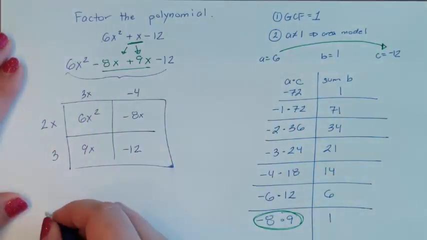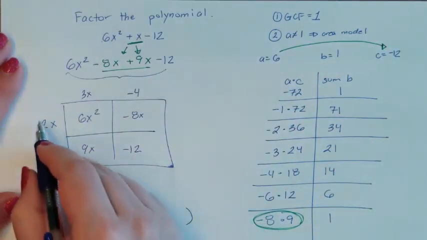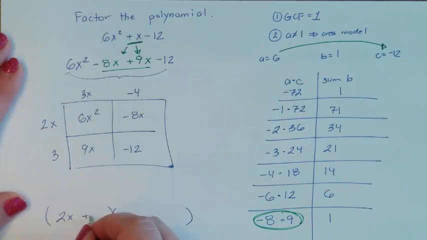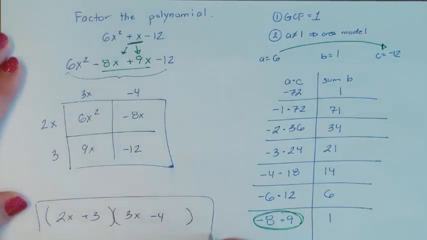I did not have a GCF, so all I have are the 2 parentheses that come from my area model. And then I am done.